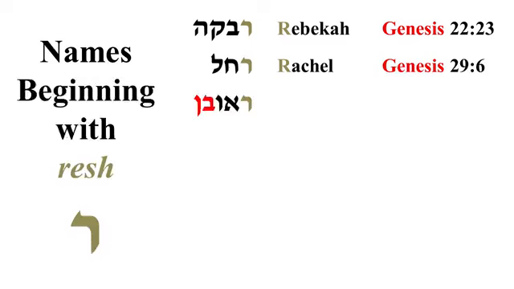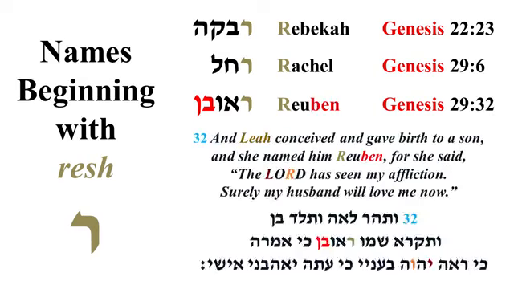Another one, Resh, Aleph, Vav, Bet, final noon. This is Reuben. Genesis 29:32. "And Leah conceived and gave birth to a son, and she named him Reuben, for she said, Yahweh has seen my affliction, surely my husband will love me now." Reuben, Ben is son, and Ru is behold. So when she has this baby, it's a boy, behold a son, Reuben, and that's what they named him.